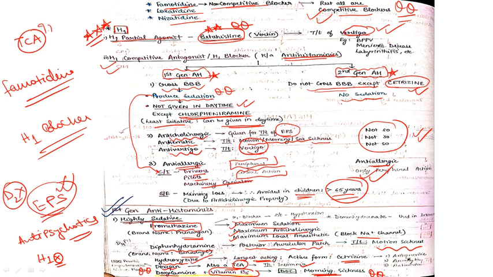Now, this hydroxyzine can be antipyretic, anxiolytic, and antiemetic. These three activities are associated with hydroxyzine. So these are the basics about these drugs. Clear? Okay. Let's move to the next.